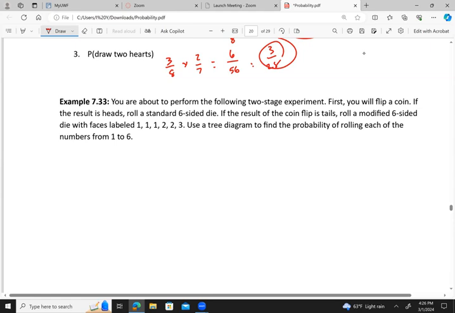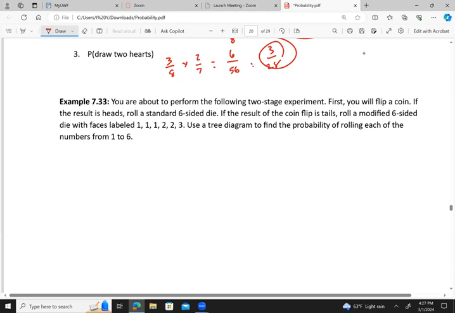Okay, so you're about to perform the following two-stage experiment. First, you will flip a coin. If the result is heads, you roll a standard 6-sided die. If the result of the coin flip is tails, you roll a modified 6-sided die with faces labeled 1, 1, 1, 2, 2, 3. Use a tree diagram to find the probability of rolling each of the numbers from 1 to 6.